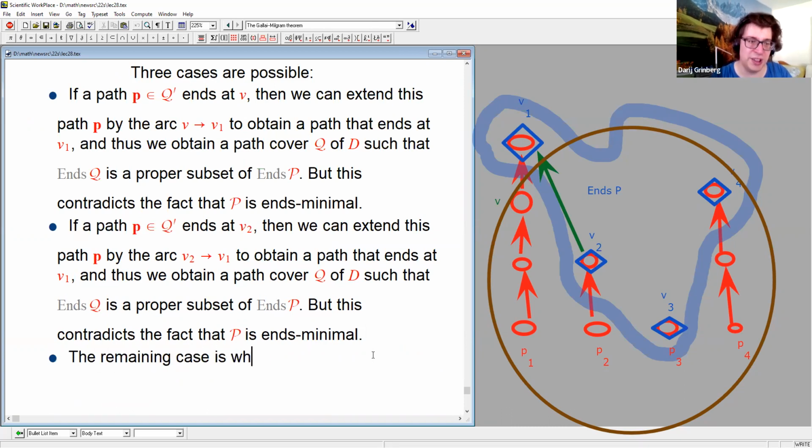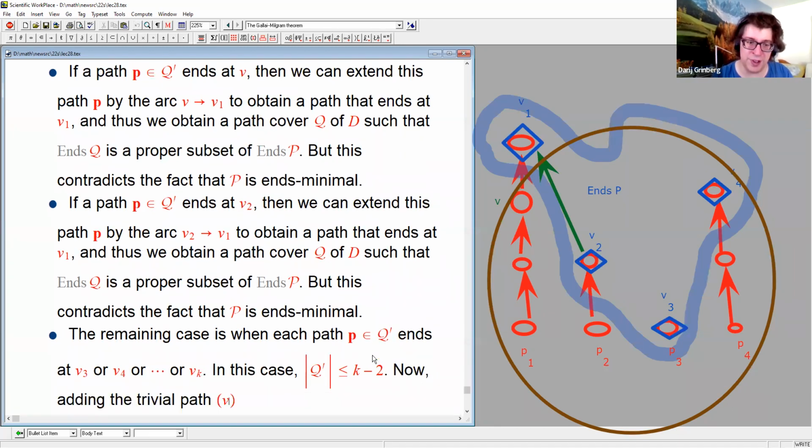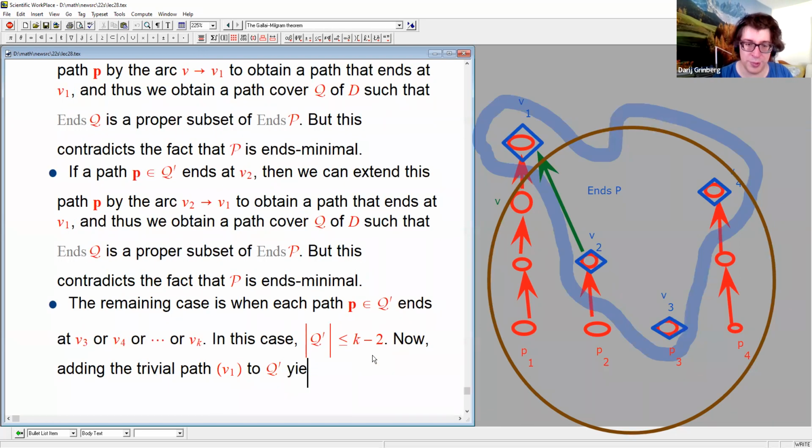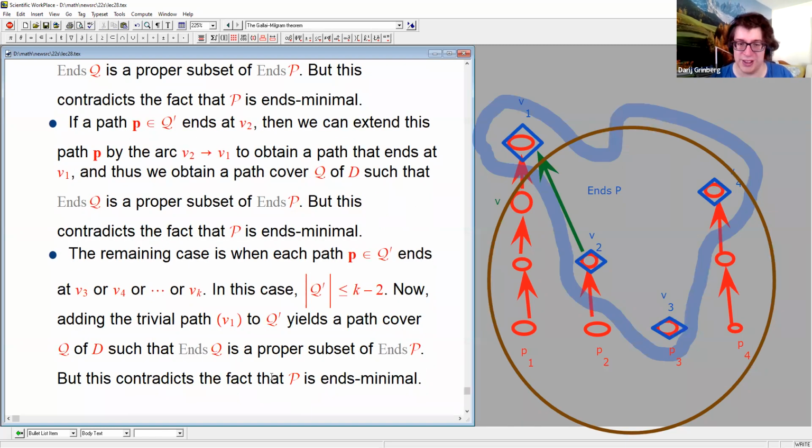So the remaining case is when each path P in Q prime ends at V3 or V4 and so on, or Vk. In this case, of course, Q prime has at most k minus 2 paths. And now, adding the trivial path V1 to Q prime yields a path cover of D, let me call it Q, such that ends Q is a proper subset of ends P. And this is again a contradiction to the ends minimality.